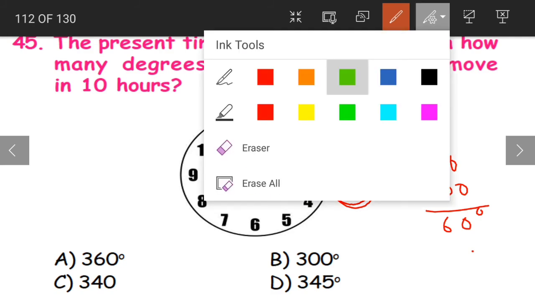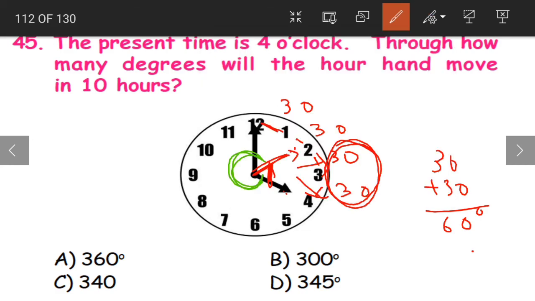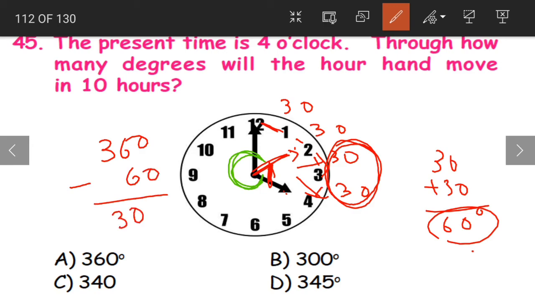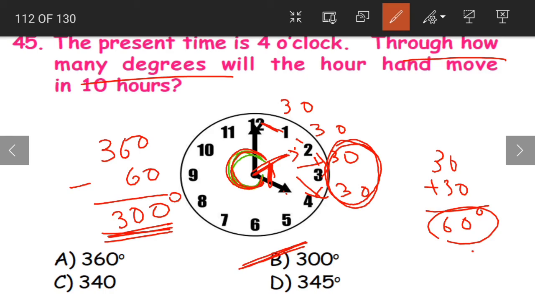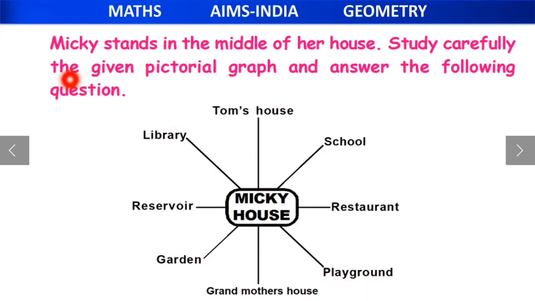Yes or no? So from the complete angle, that is 360 degrees, we are going to remove our 60 degrees. So 360 minus 60 is equal to 300 degrees. So this will be our correct answer, option B. The hour hand has moved 300 degrees in 10 hours. From here till here, what is the angle, children? It is 300 degrees. Next question.